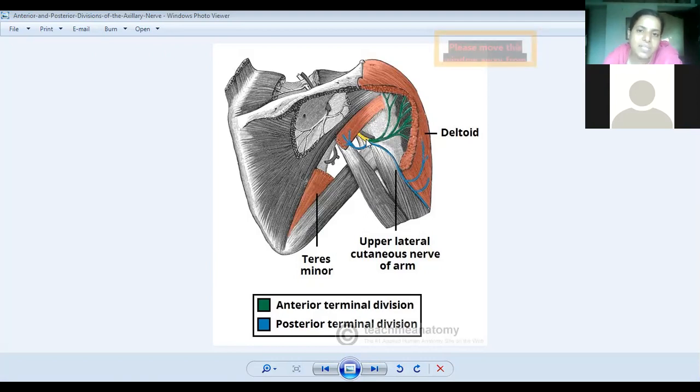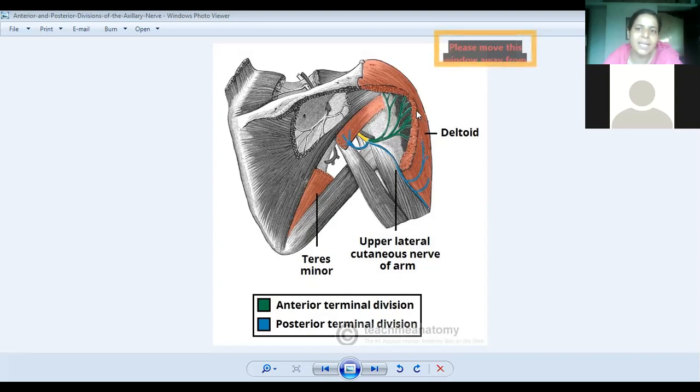So axillary nerve is found in upper quadrangular space. It comes out along with posterior circumflex humeral vessels. We have studied axillary artery. Third part of axillary artery will have posterior circumflex humeral artery as one of the branches. So axillary nerve is coming back along with posterior circumflex humeral vessels, and these are the four boundaries of the quadrangular space. Once it comes out, you can see it is dividing into anterior division and posterior division.